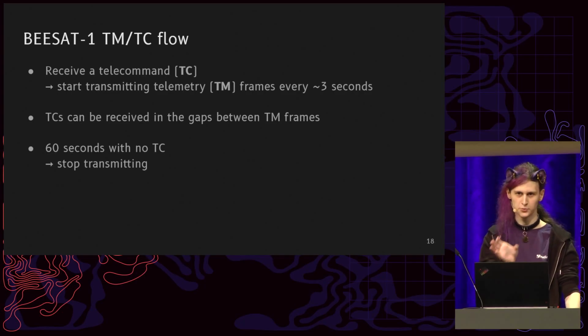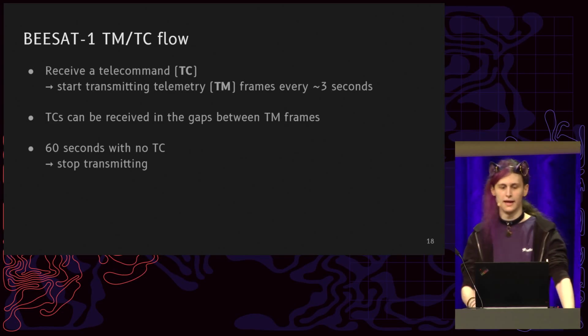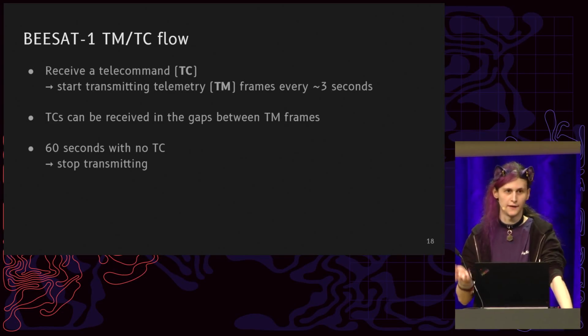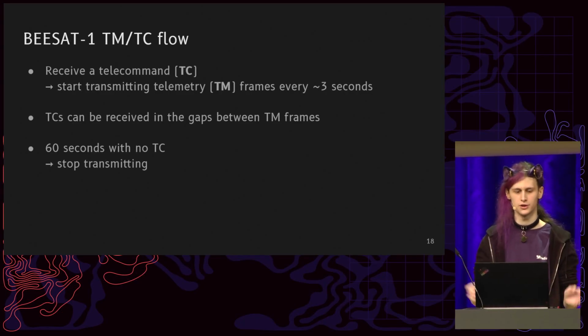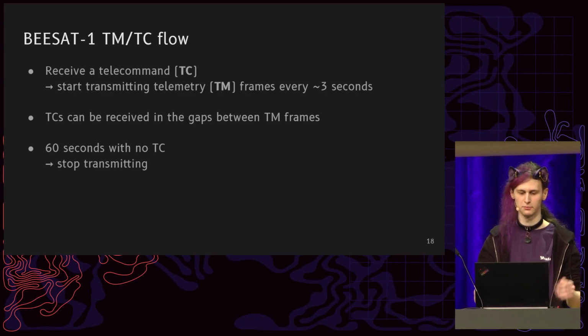And so in those gaps between those bursts of telemetry data, you can send more commands. And then if 60 seconds go by without it receiving any command, then it's going to assume, OK, I'm out of range of the ground station. I'm going to stop transmitting and go back into standby mode.